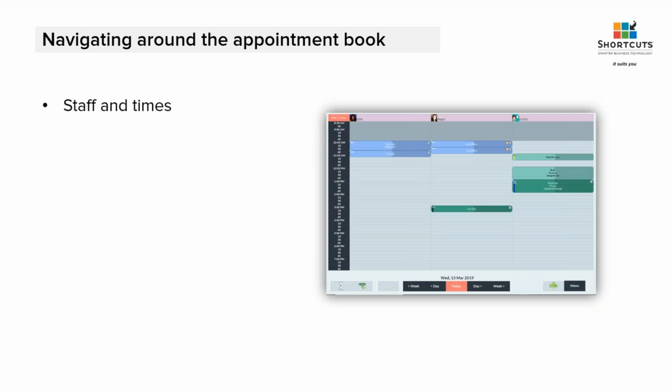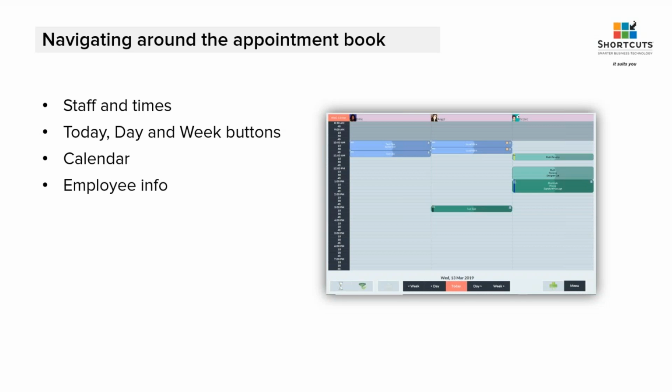How do you navigate around the appointment book? How does it work? What's the basic layout and usage? As you can imagine, the appointment book is very much an electronic equivalent of the traditional paper and pencil appointment book that used to be used at salons and spas.